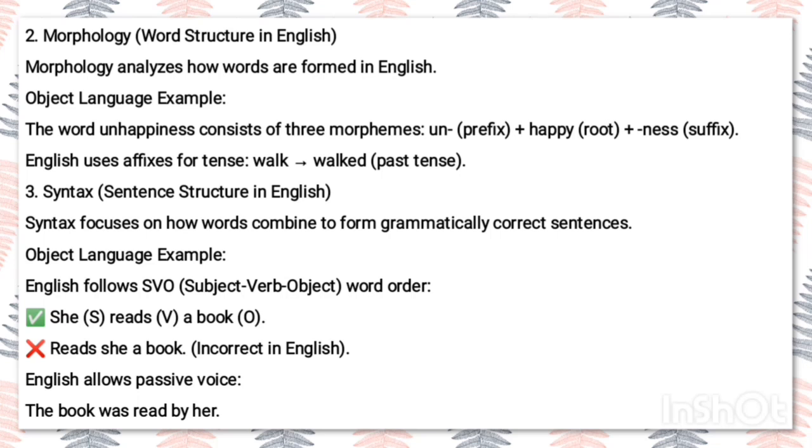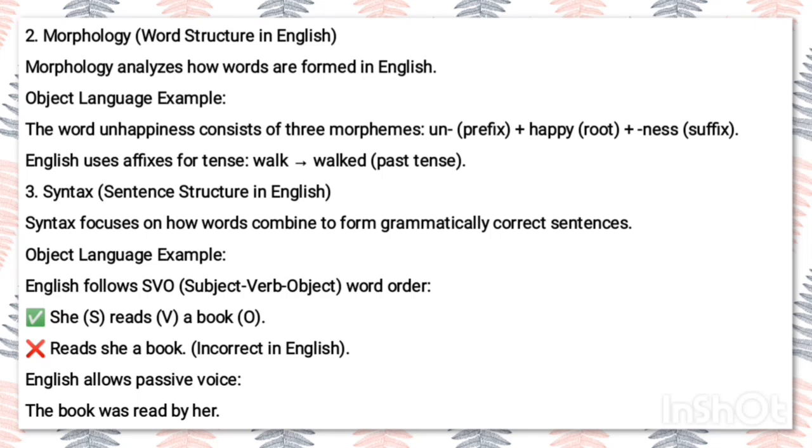Next one is syntax. In sentence structure in English, syntax is the study of how words are arranged to form sentences that make sense and follow grammatical rules. Object language examples, first one is word order. That is, English typically follows the subject verb object, SVO, order.